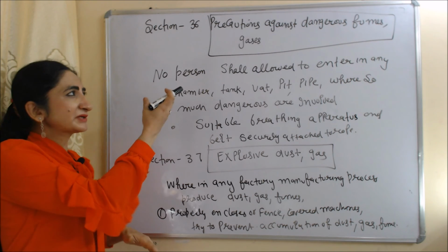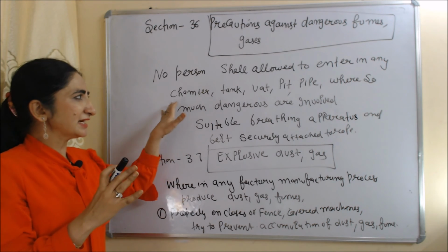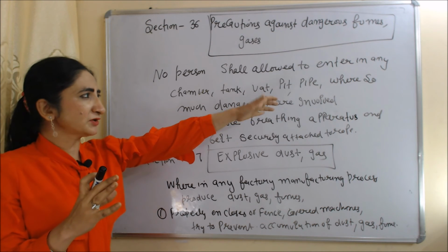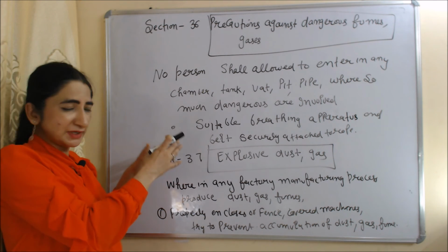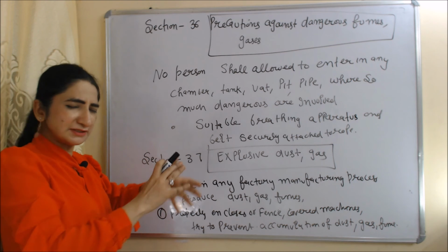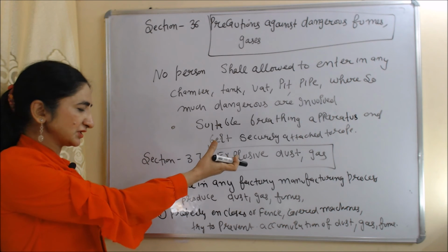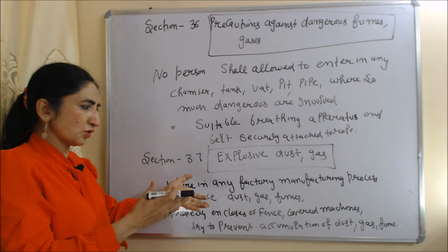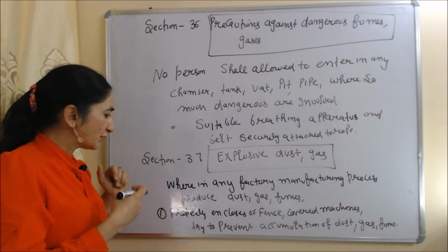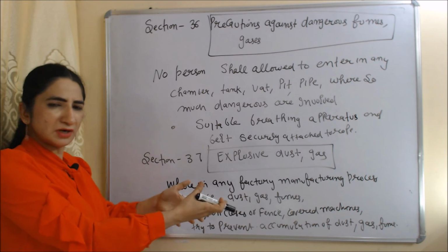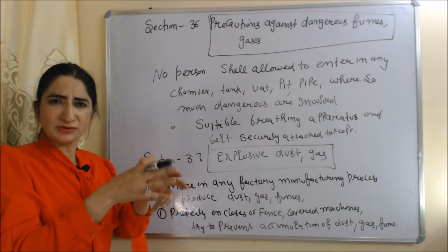Section 36, precautions against dangerous fumes and gases. No person shall be allowed to enter any chamber, tank, vat, pit or pipe where so many dangers are involved. But in case of emergency, if they go, then they must wear suitable breathing apparatus and a belt which is securely attached with a rope. Section 37 talks about explosive dust and gas. Wherever the manufacturing process produces so much dust, gas and fumes, the factory should take effective measures to prevent this. For example, the factory should properly enclose, fence or cover machines used in this process, and should try to prevent accumulation of dust, gas or any fumes.